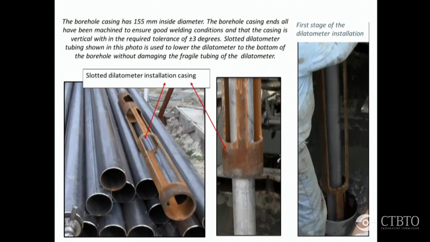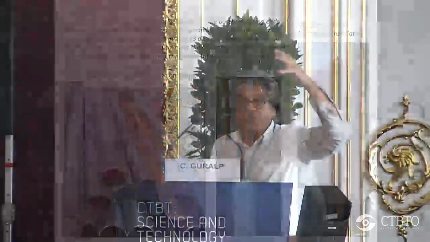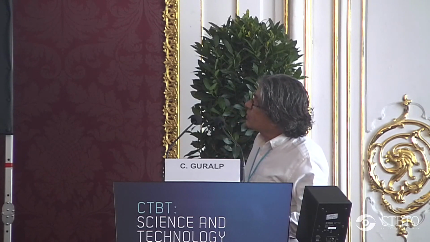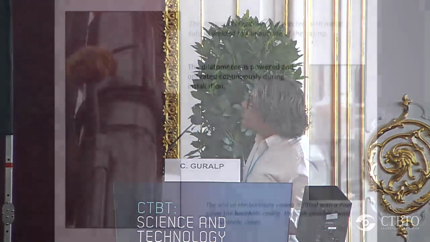And in order to install that, we had to build effectively a cage. You can see the cage there. And this cage was welded at the bottom of the borehole, and you can see the dilatometer in there. The dilatometer is a 3 meter length oil-filled device, which has effectively a displacement sensor, which measures the displacement or the expansion of the oil within the dilatometer.